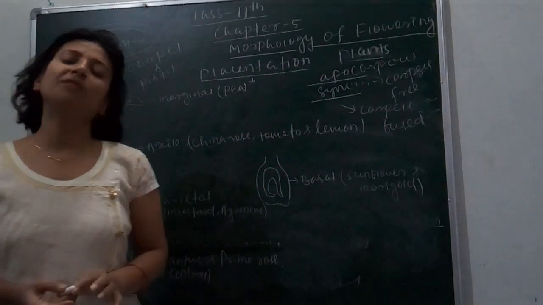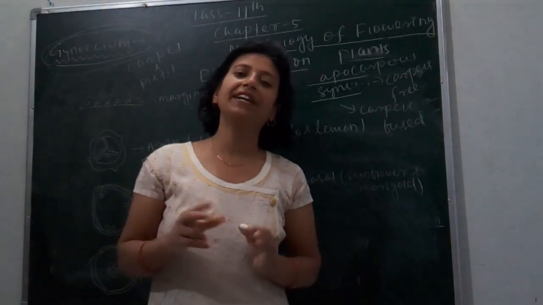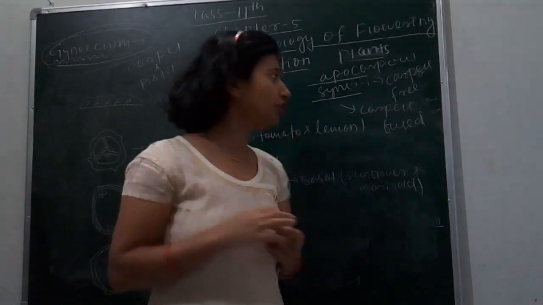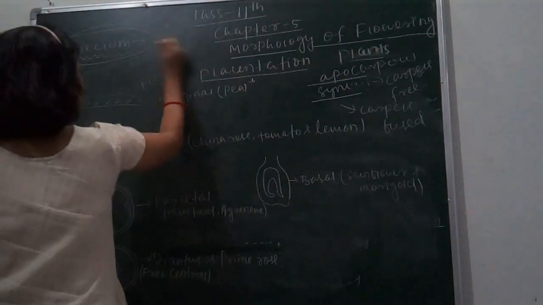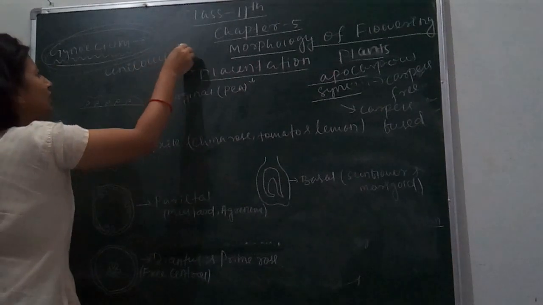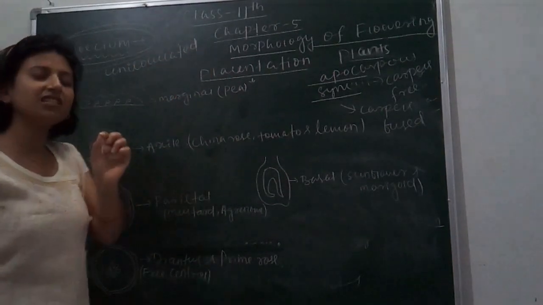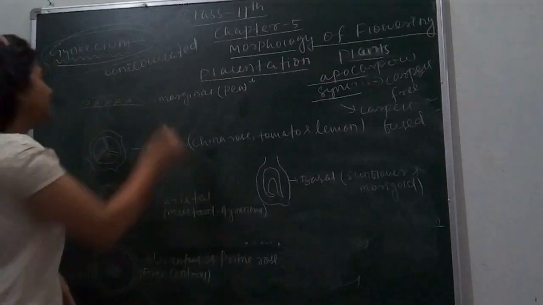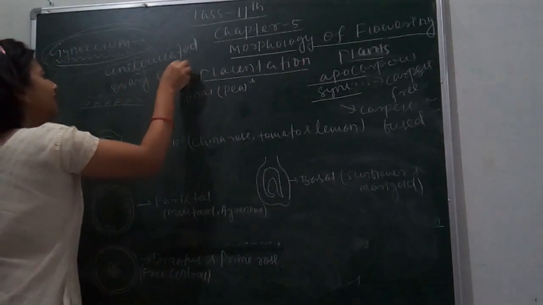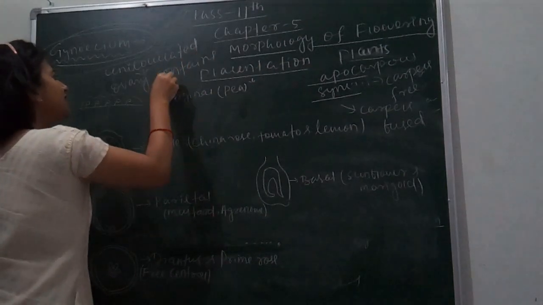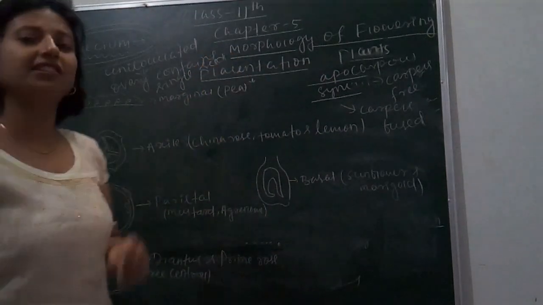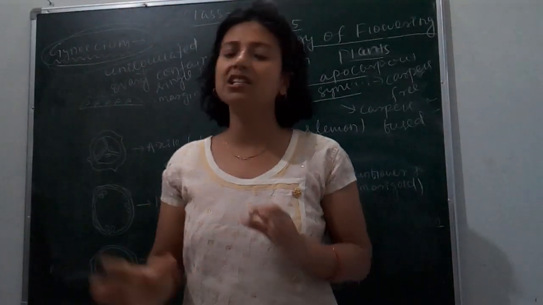Again, on the basis of their presence of seed, they are also divided into uniloculated and multiloculated. Uniloculated means when the ovary contains a single seed, and in case of multiloculated, the ovary contains many seeds.